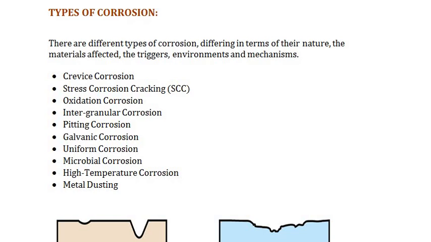So in the previous video we talked about the definition of corrosion, the nature of corrosion, the factors that affect it, and so on and so forth. We also talked about the types of corrosion, where we explained briefly about the different types, such as the crevice corrosion, the stress corrosion cracking, the oxidation corrosion, pitting corrosion, uniform corrosion, and so on and so forth.